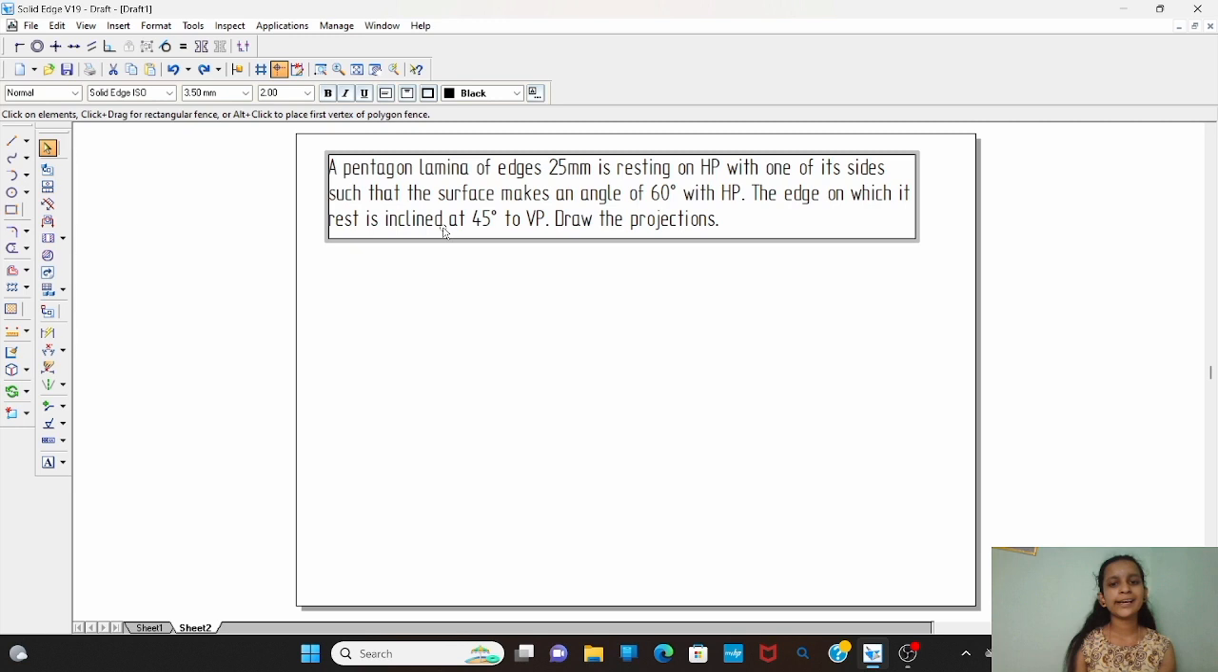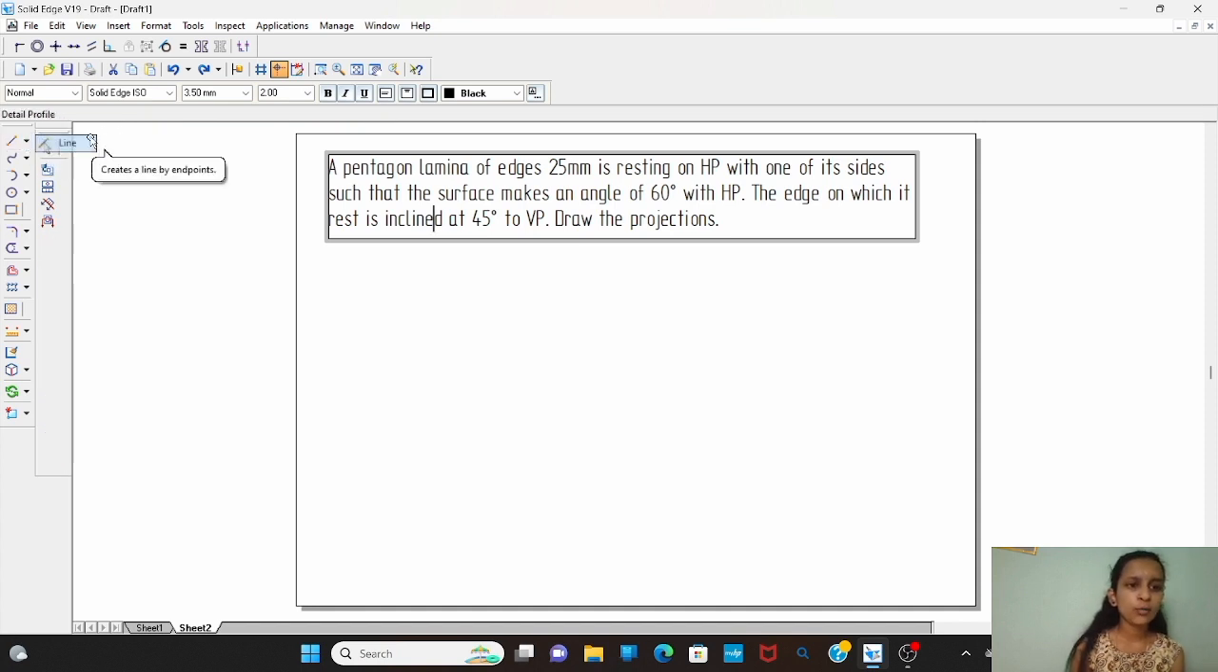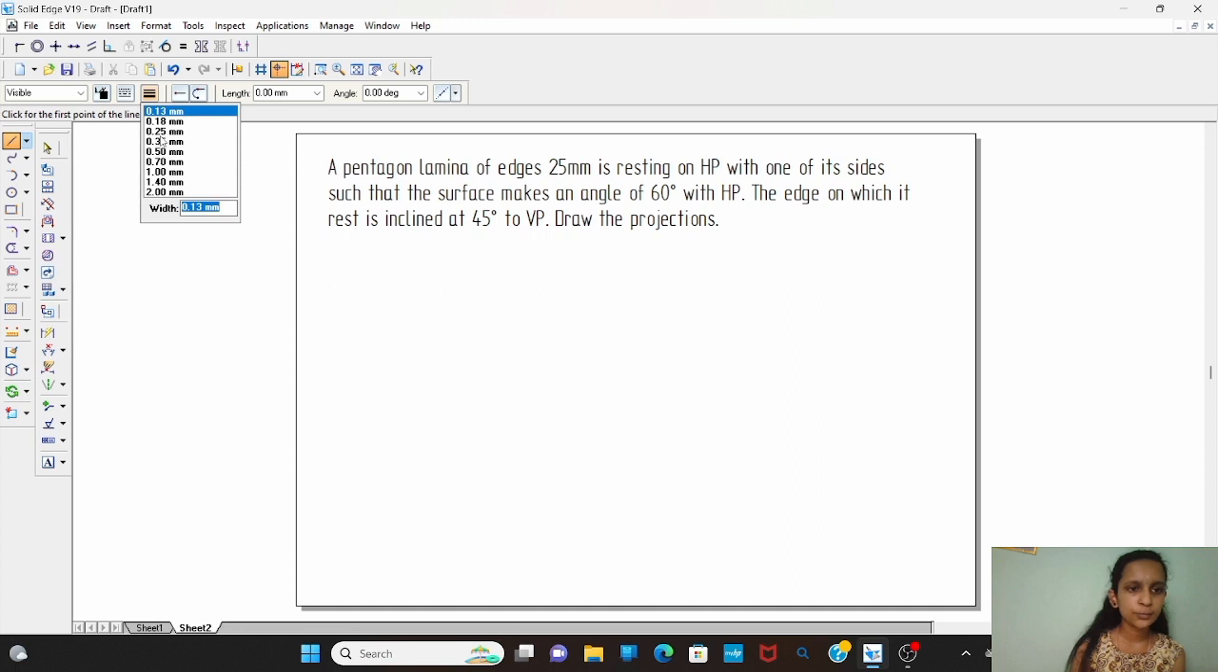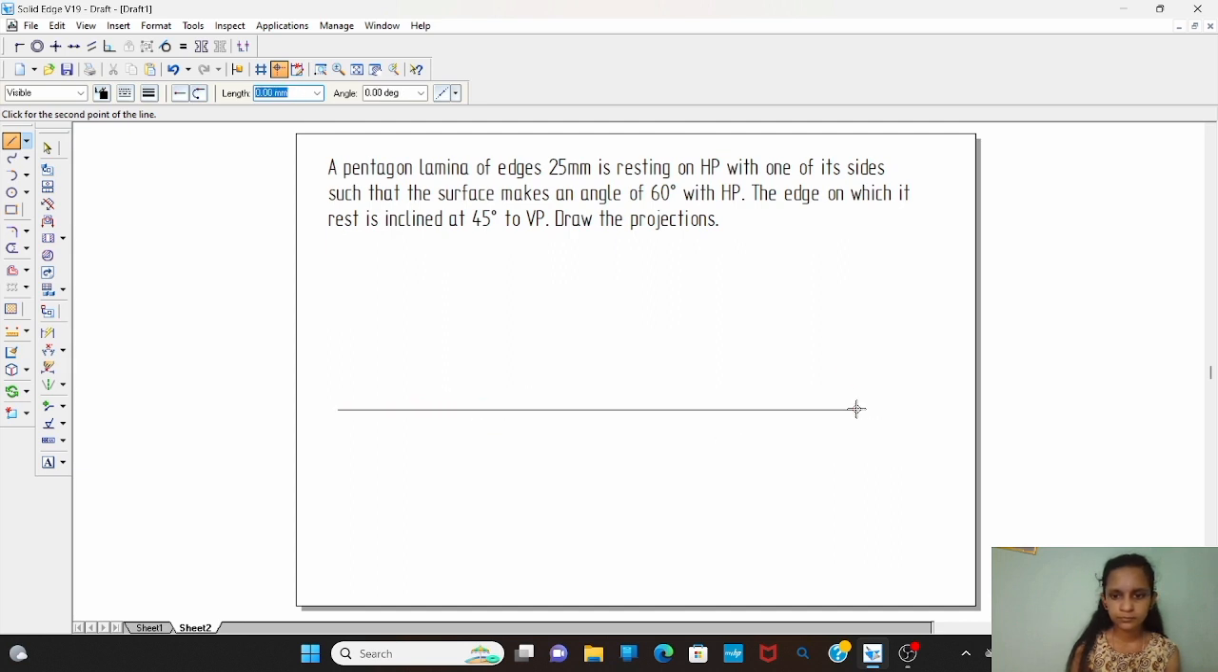Yes, the second question is related to the projection of planes, especially related to pentagon. A pentagon lamina of edges 25 mm is resting on HP with one of its sides such that the surface makes an angle of 60 degree with HP. The edge on which it rests is inclined at 45 degree to VP. Draw the projections. Initially, let me draw one XY line. It should be of thickness 0.35 mm. Let me name it as X and Y.